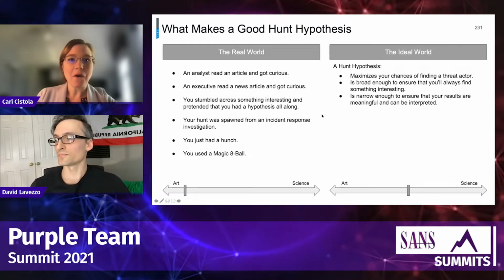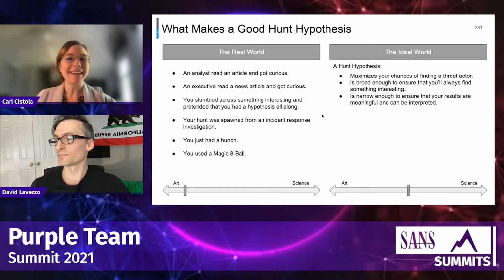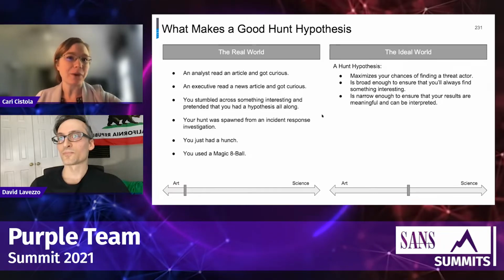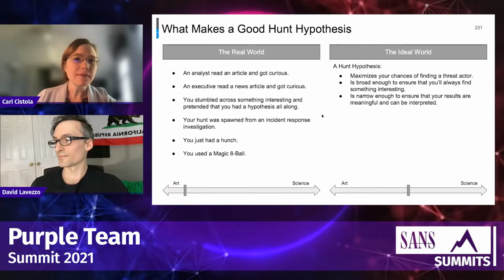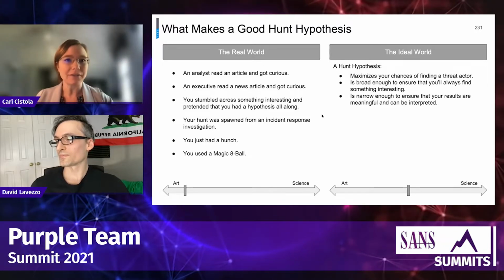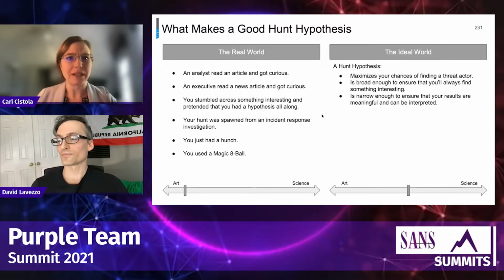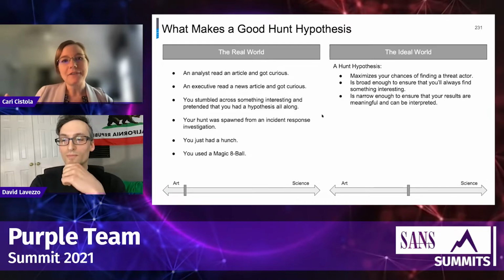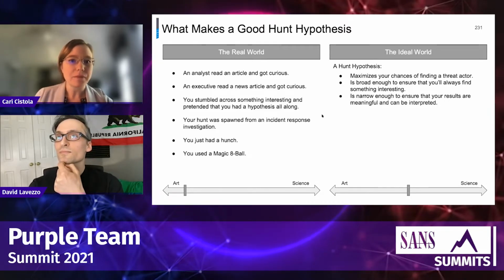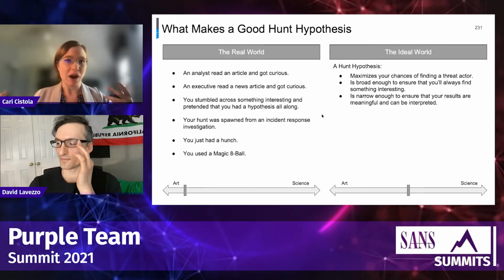So first, I wanted to start us off by talking about what makes a good hunt hypothesis. I think about it in terms of the real world and the ideal world. The transition between real world and ideal world, ideal is relative to everybody. It's different for everybody, and it's different in every organization you're going to be in. But what I typically find is that when we're initiating a threat hunt, there are a couple themes that typically come out very commonly.